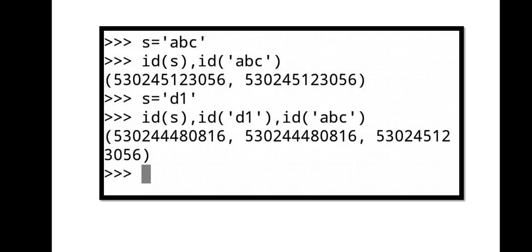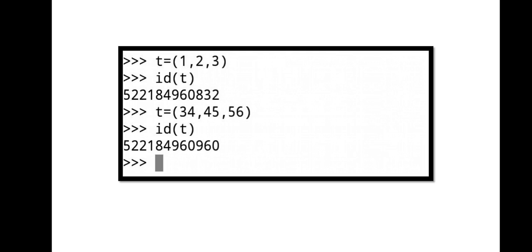Let's take one more example. Here I have taken a tuple t. The tuple is storing these three elements and I have displayed the address of this tuple. Then I have assigned a different value to the tuple. Again when I have displayed it, its address has changed.